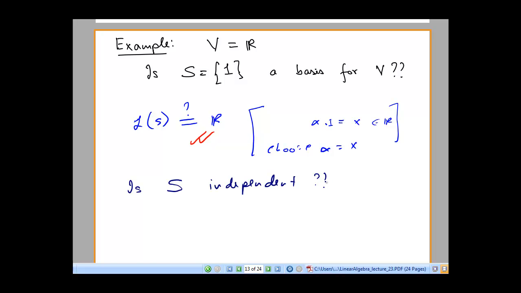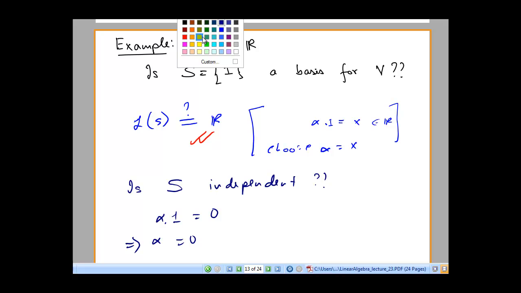But algebraically we can prove that if alpha times 1 is equal to 0, then to prove that it's independent, we have to prove that alpha is 0. That's trivial, right? Alpha times 1 is alpha, therefore alpha is 0. So it implies alpha is equal to 0. Right? So this collection S is independent as well as spans the whole of R, therefore this is a basis. So this is certainly a basis.